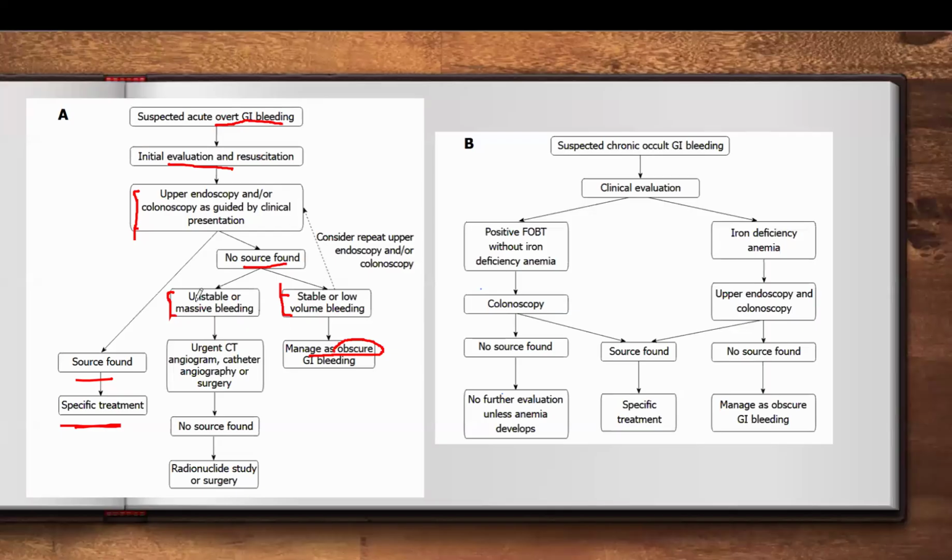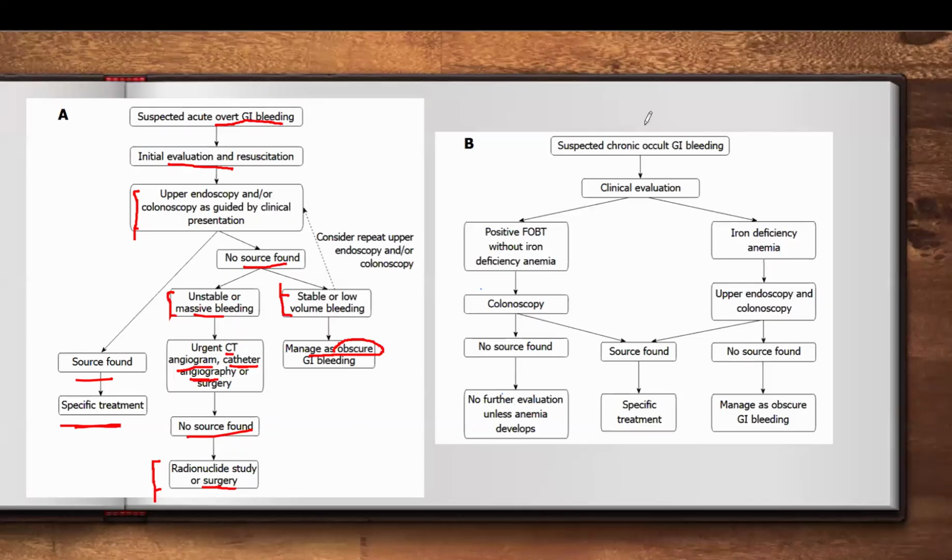If the patient is hemodynamically unstable, his vital signs are dropping, there is a massive bleed, then you can do CT angio. So CT angio is for someone who is having a massive overt GI bleed. And if the patient is unstable, we can go with catheter angio. If still no source is found, then a radionuclide technetium-99 scan can be done, or ultimately we would have to do surgery in order to explore from where it is bleeding.